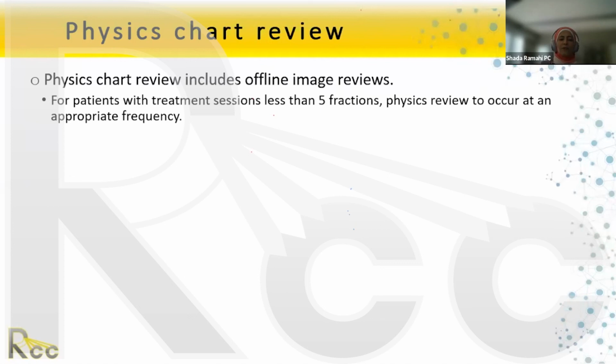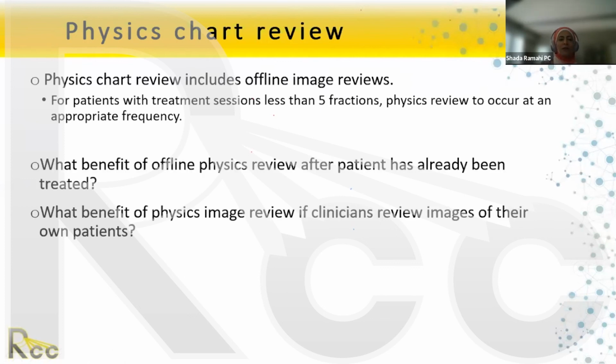However, as you know, for SBRT cases or SRS cases, usually you have fewer than 5 fractions. In this case, we make sure that the physics review is appropriate. Okay? The patient does not finish without physics review. So the question that presents itself is, why do we need physics to do offline review? The patient has already been treated, already on the machine. You have physics and the doctor who review the images before beam on, and you also have clinician review of the images once a week. So why do physicists have to review the images as well?